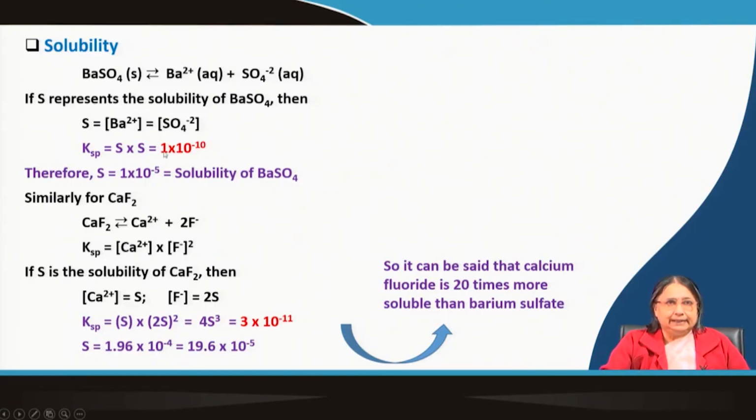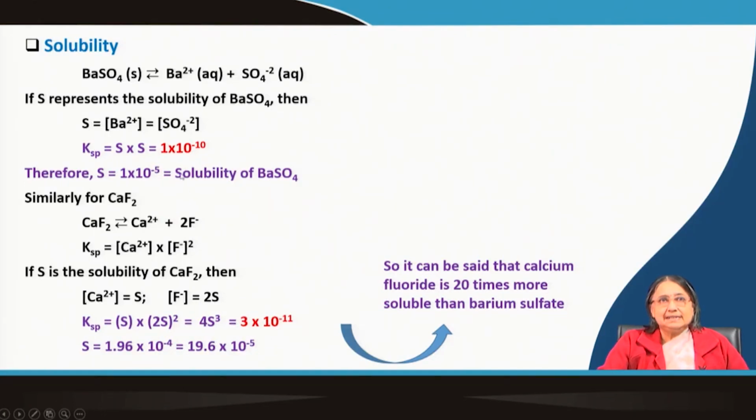This is a very simple case, but in case of calcium fluoride, for example, from 1 mole of calcium fluoride we get 1 mole of calcium 2 plus and 2 moles of fluoride minus. So, if we write the equilibrium expression, Ksp is nothing but S into 2S to the power 2, where S is the solubility. So, here Ksp is 4S cube, and we can get the Ksp value from any book; this is nothing but 3 into 10 to the power minus 11.